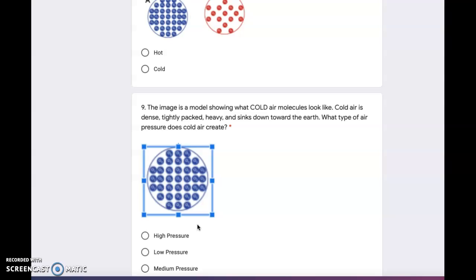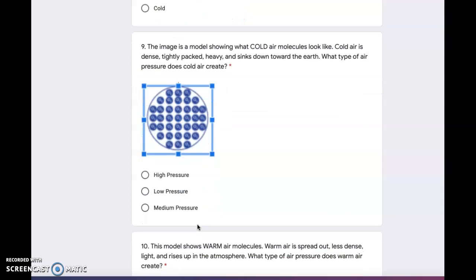Number 9. The image is a model showing what cold air molecules look like. Cold air is dense, tightly packed, heavy, and sinks down towards the earth. What type of air pressure does cold air create? High pressure, low pressure, or medium pressure?